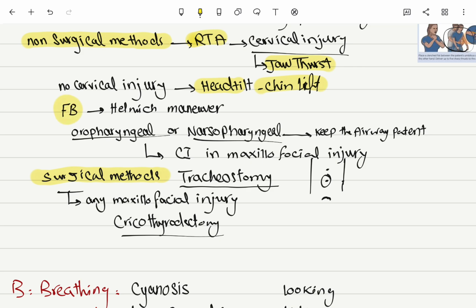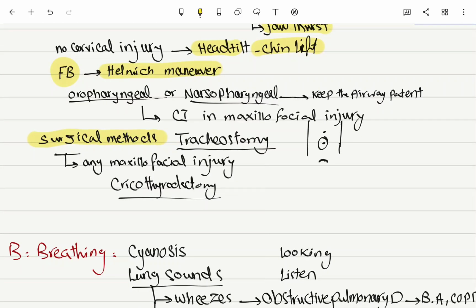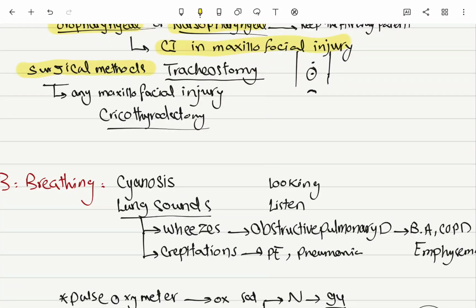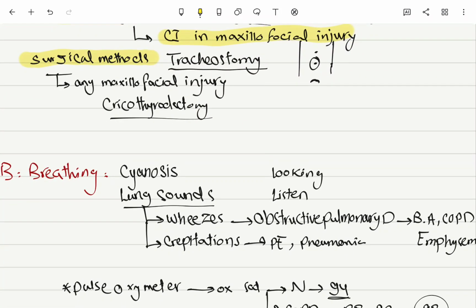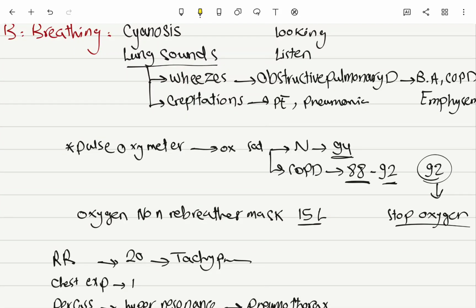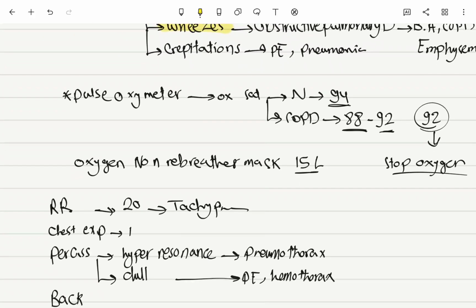If there is any foreign body, I will use Heimlich maneuver. If there is no maxillofacial injury, I will use oropharyngeal or nasopharyngeal airway. If there is maxillofacial injury, I will use tracheostomy or cricothyroidotomy to open the airway. Breathing, by looking for cyanosis and listening to harsh sounds. If there is COPD or emphysema, pneumonia, pulmonary edema, whatever the cause, wheezes may indicate COPD, bronchial asthma, and the crepitations may indicate pulmonary edema and pneumonia.